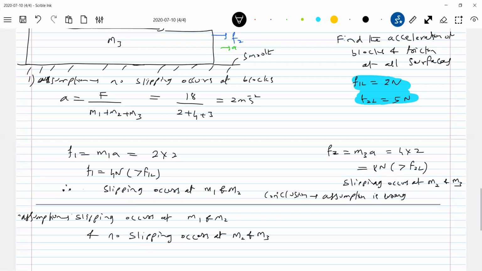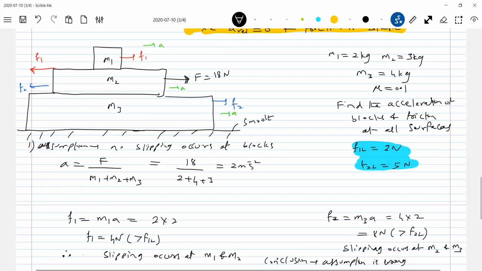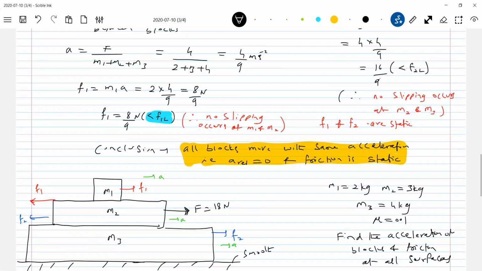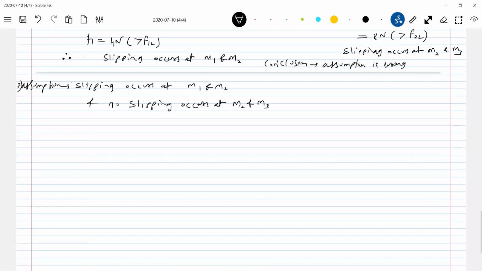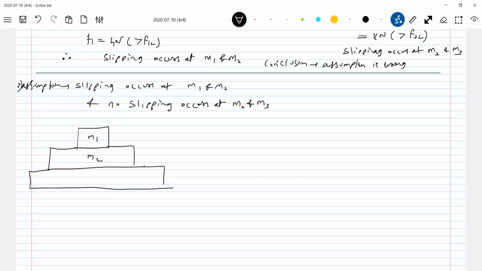What is the second assumption? Slipping occurs at M1 and no slipping occurs at M2 and M3. Let's check whether I am right again here. You are quite independent to assume whatever you want, but you have to cross check. So here slipping occurs, therefore I'm writing F1L, F1L.